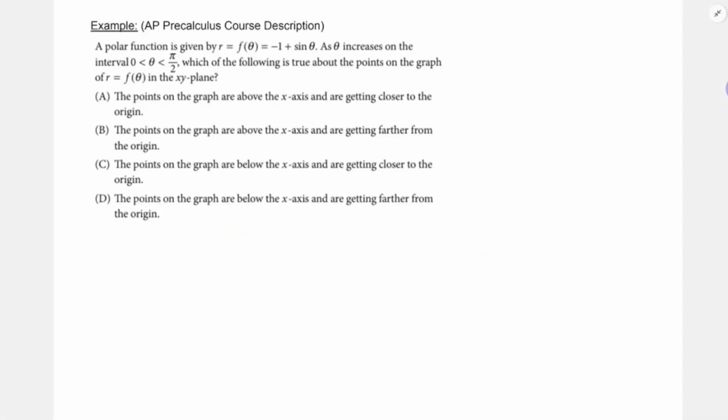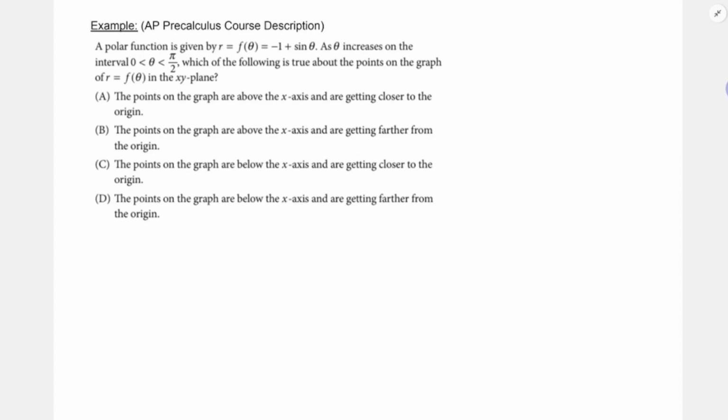Now, if you were here for the closer to the origin, farther from the origin type discussion, I don't want to just totally leave you hanging. So I'm just going to do one of these that came from the course description. Here's polar function f of theta equals negative 1 plus sine theta. As theta increases from 0 to pi over 2, which of the following is true about the points on the graph of the polar function in the polar coordinate system, which is on top of the xy plane?